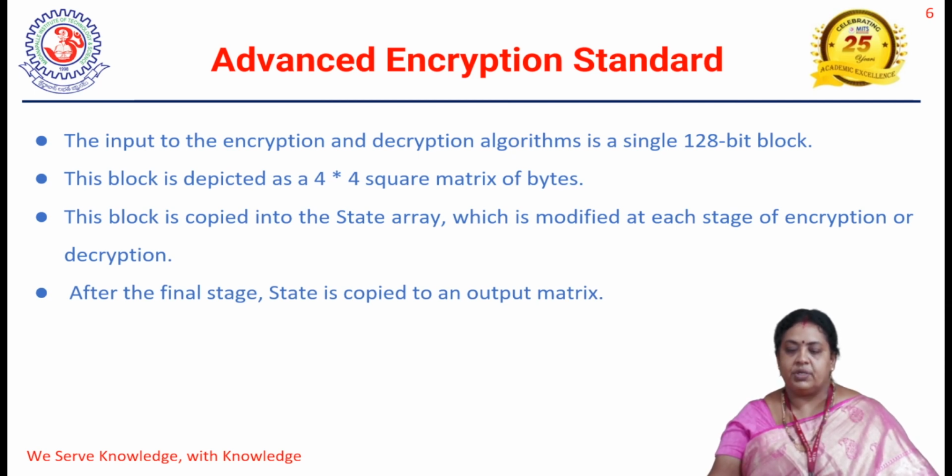First, you are going to convert this plain text into a state array, that is a 4 by 4 square matrix, and this state array will go through all the rounds in order to get the output. At the final stage, we are going to copy this state into the output matrix, which is called the output ciphertext.